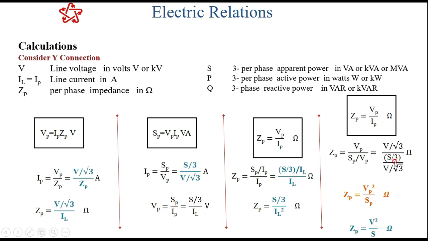Because if you look into this, root 3 on either side gets cancelled and 3 is also cancelled. That is, V by root 3 comes in the denominator and 3 will go up here, then 3 by root 3 into root 3, that is 3, gets cancelled. The equation for ZP that I am getting here is V square by S.